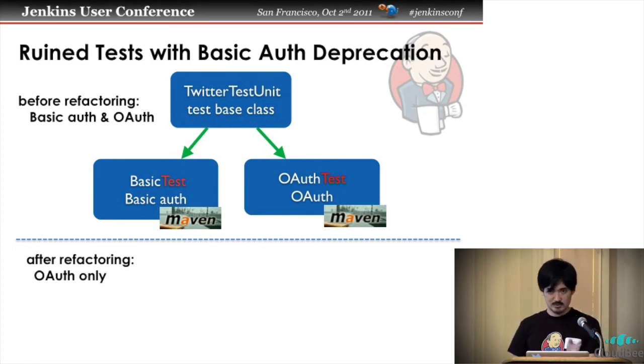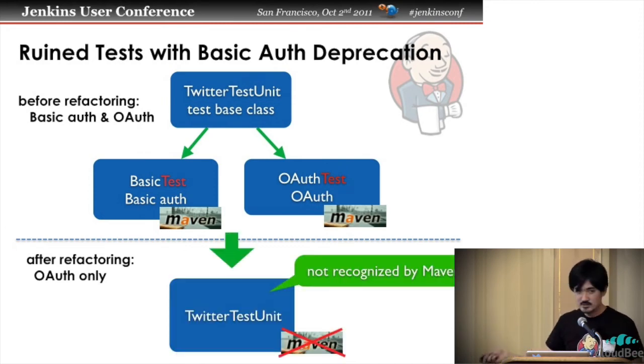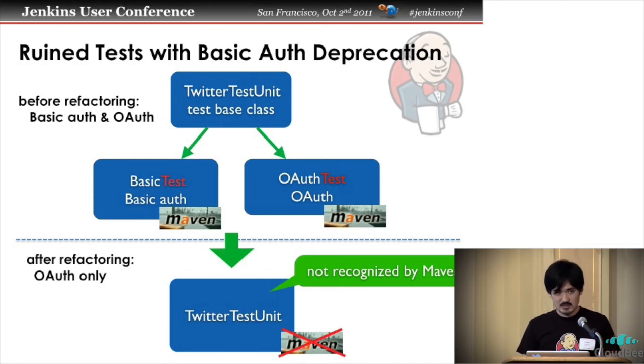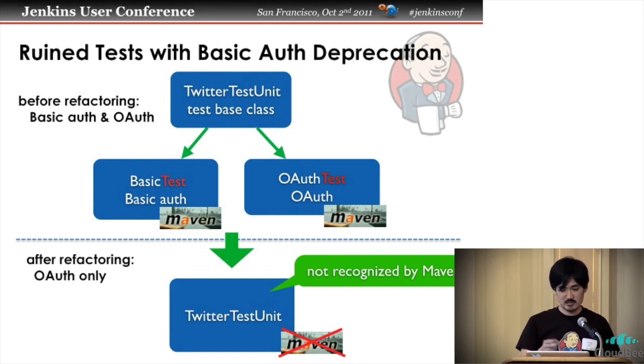And some of you may know that Twitter used to be supporting basic authentication. And right now, they are migrating to OAuth 1.0 or 1.1 or whatever. And I had a test case for both two authentication mechanisms. But they stopped supporting basic authentication, so I refactored the test case and made it into one test case. The test case is called Twitter test unit.